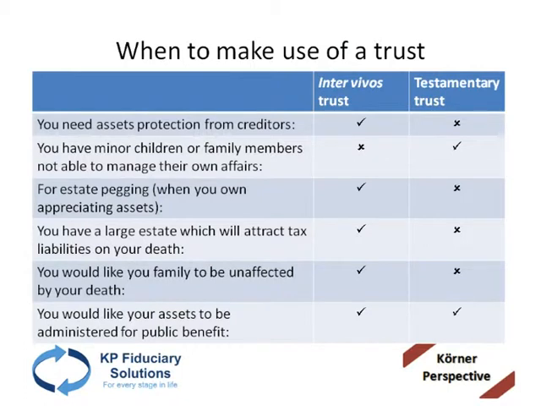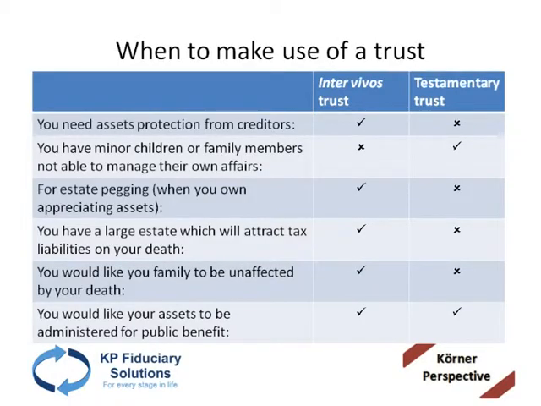So when should you make use of a trust? Let's look at an inter vivos trust. You can make use of an inter vivos trust if you need asset protection from creditors, for estate planning purposes. You have a large estate which will attract estate liabilities on your death. You would like your family to be unaffected by your death. You would like your assets to be administered for public benefit.